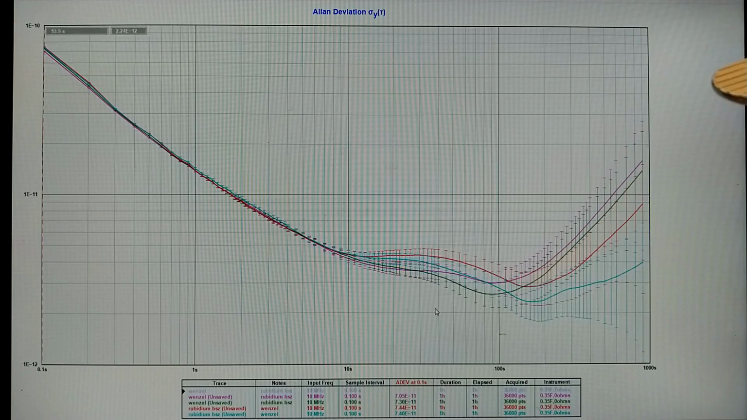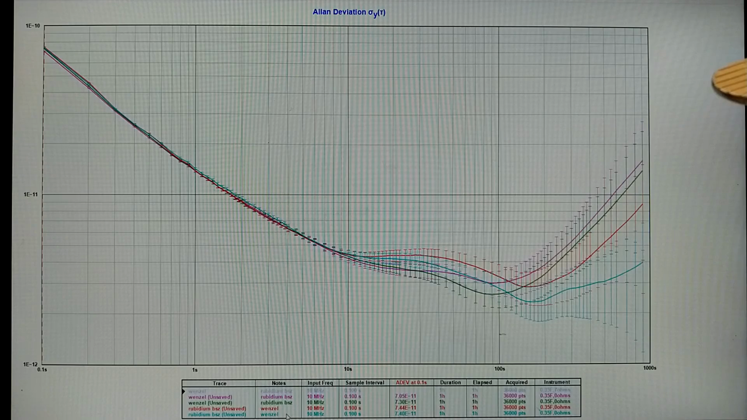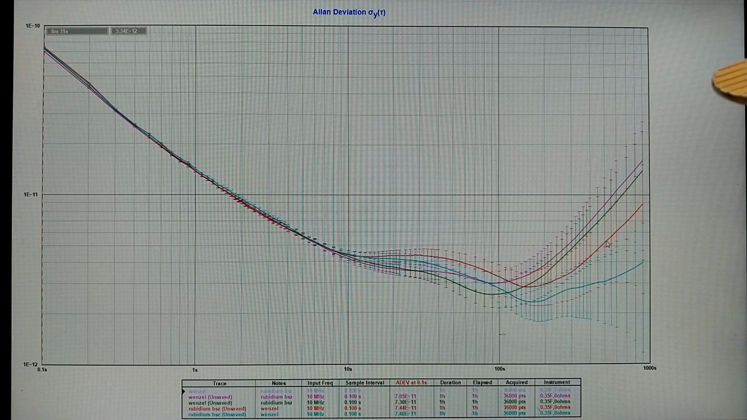controlled oscillator. 2 traces are with the rubidium as the reference, while the test object is the Wenzel, and 2 traces are the other way around, the Wenzel as the reference and the rubidium as the test oscillator. All the curves seem to fall within a common error limit, because the uncertainty at the right-hand side is fairly large, and somewhere in between all of them is within the error limits of all the measurements, almost at least.